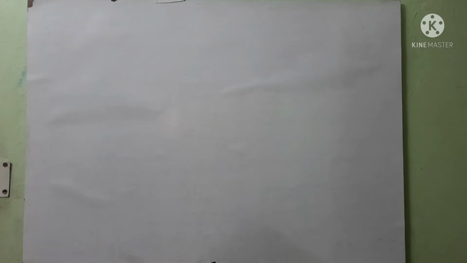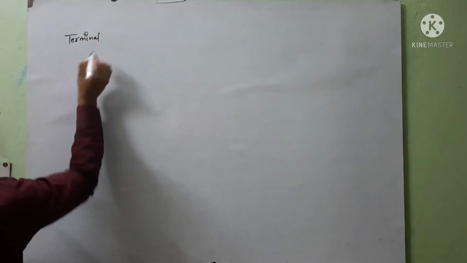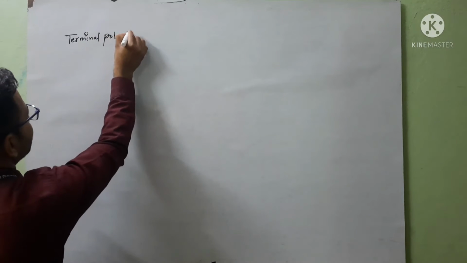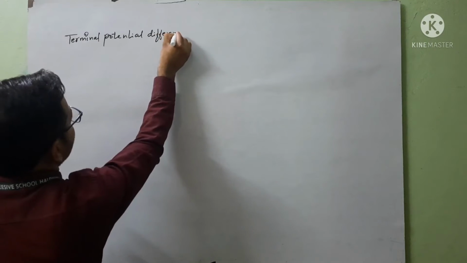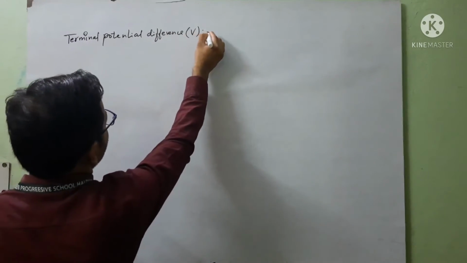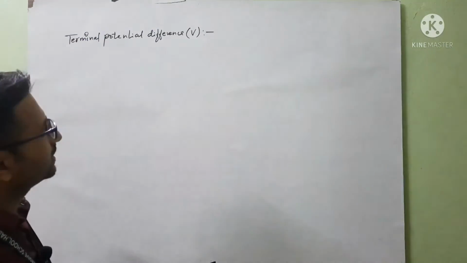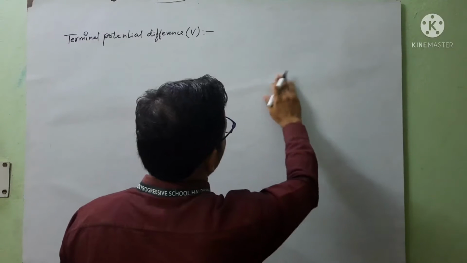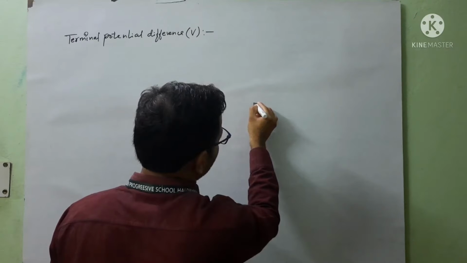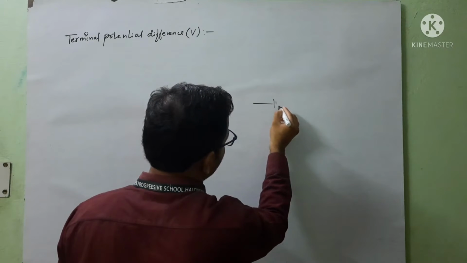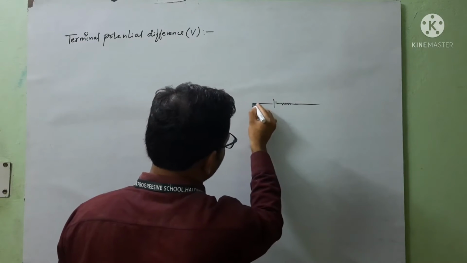Now friends, see the next topic, which is terminal potential difference, which is denoted by capital V. As I have already explained about the terminal potential difference, so see what happens in this derivation. So we have a battery connected with an external electric circuit. This is the internal resistance of the battery.